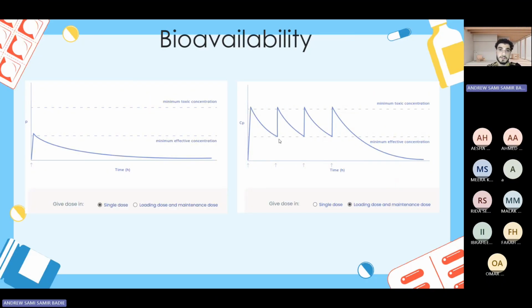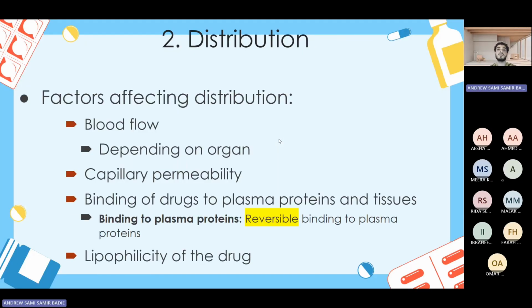Pretty important. Now we finished absorption. Now onto distribution. Distribution is how the drug reaches the part of the body where it wants to reach. The factors affecting distribution, for example, first is blood flow. Again, like absorption, same thing. If an organ has a rich blood supply, it's going to receive more of the drug.